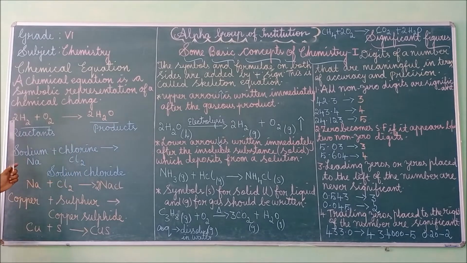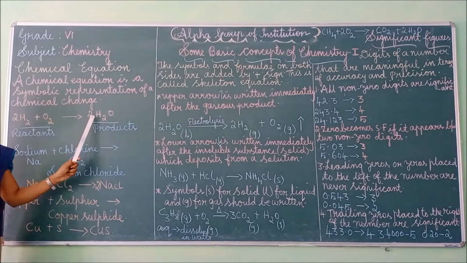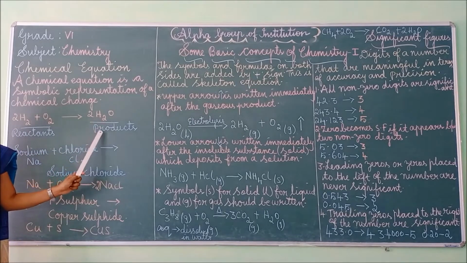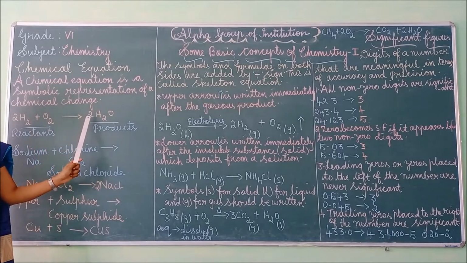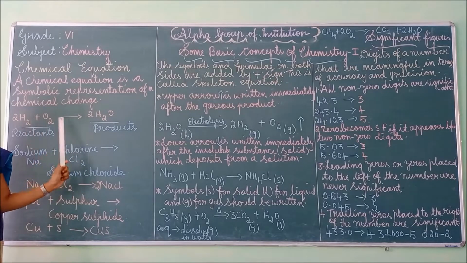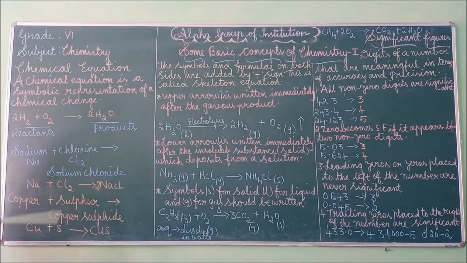So what is the meaning of this? Two molecules of hydrogen combine with one molecule of oxygen to form two molecules of water. These two, hydrogen and oxygen, are reactants. These reactants take part in a chemical reaction, whereas H2O is the product obtained from this chemical reaction. That's the difference between reactants and products. Got it, children? Right.